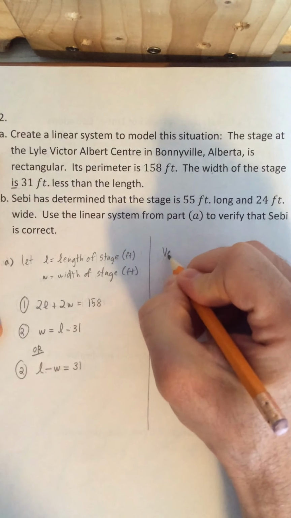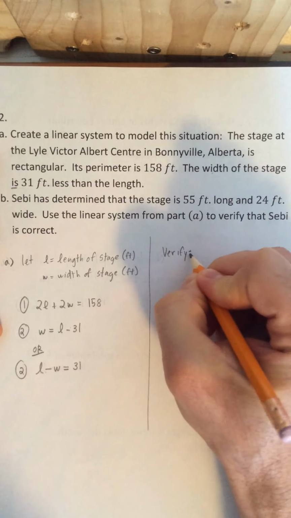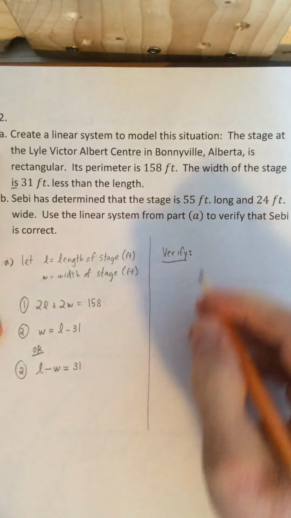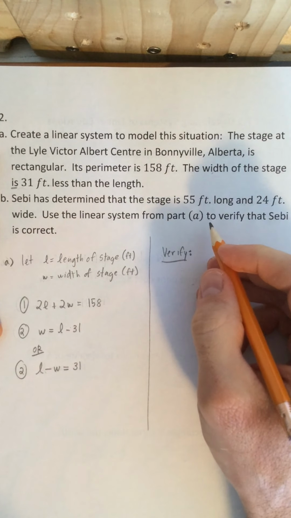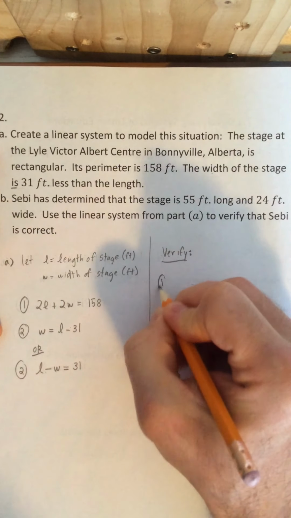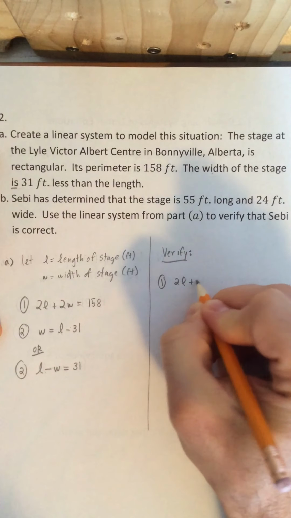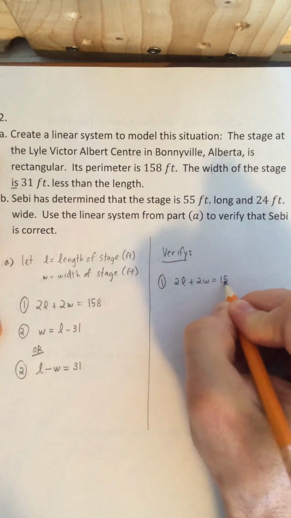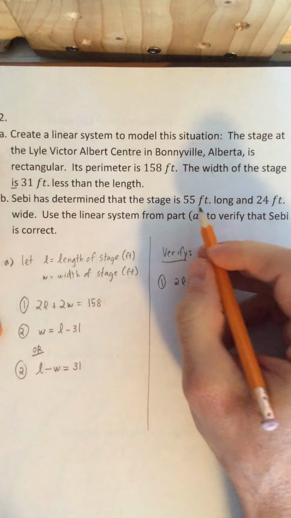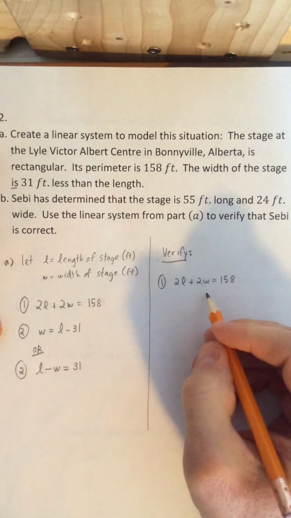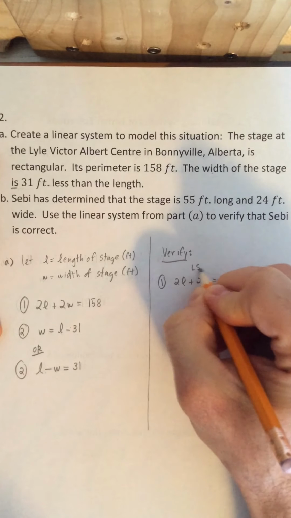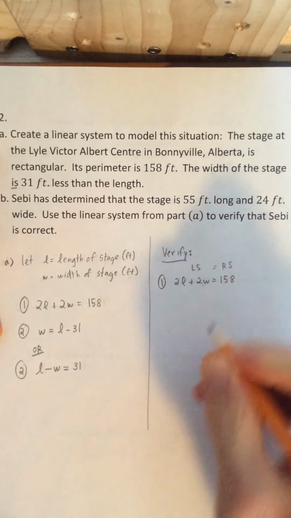Now this is an important part of systems of equations, being able to verify. Later on, this will be really helpful when you're solving them on your own, where you're not given an answer. So the verification part goes like this. You take each individual equation. So I'll take the first one. And we have a solution: 55 feet long, 24 feet wide. And we're going to substitute these numbers into our equation and verify that both the left side and the right side are going to be equal.